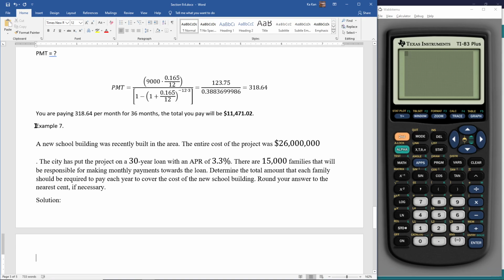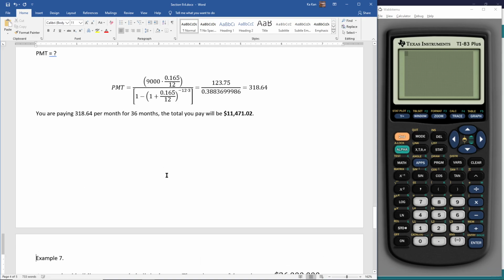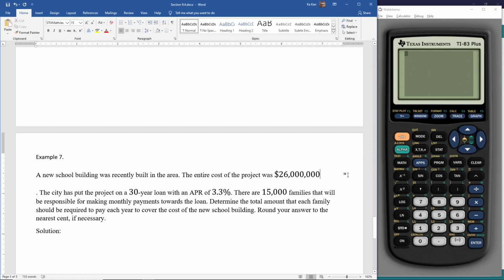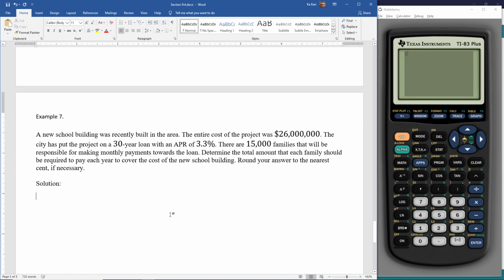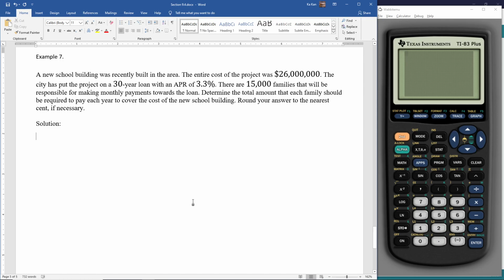So actually, let me go to the next page. So for this problem, a new school building was recently built. The entire cost of the project was $26 million. The city has put the project on a 30 year loan with an interest rate of 3.3%. And there are going to be 15,000 families who will be paying for it.